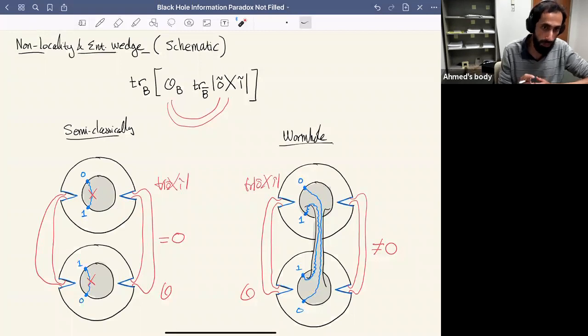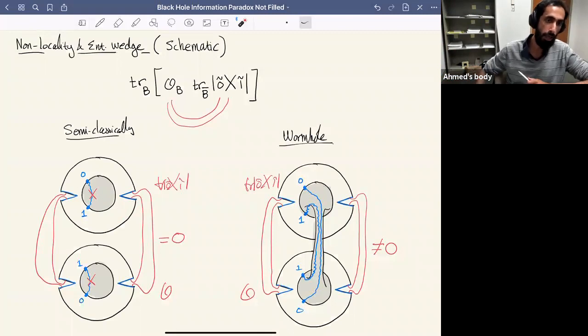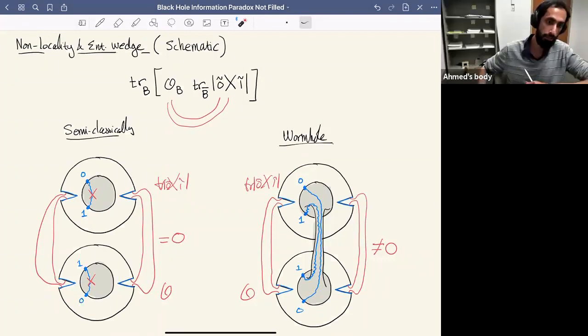Maybe there's a clever way of evaluating the gravity path integral in asymptotically flat space that can tell you that actually these configurations that change the asymptotic region are highly suppressed and they're not important. But I don't have a quick argument for that. But I expect that would be what should happen.